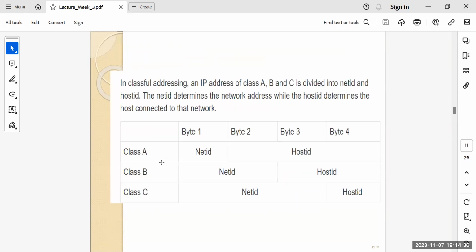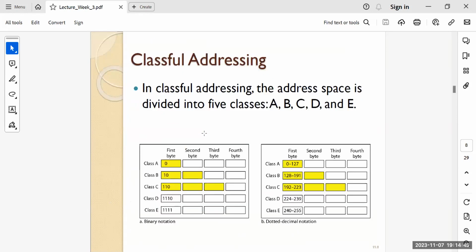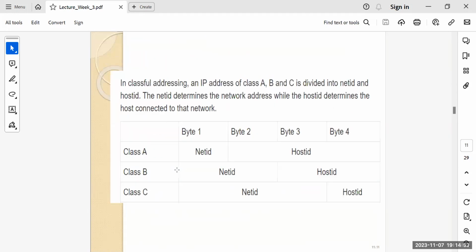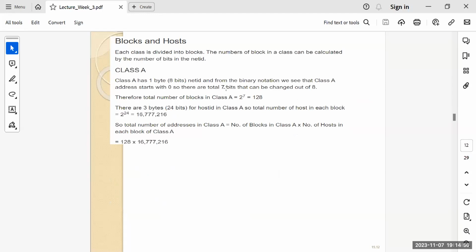So I'm repeating this. In case of class A, the first byte is dedicated to the network ID, and in the first byte, the first bit is also fixed. It means you are left with 7 bits of the first byte. It means you have only 7 bits to play with. So how many combinations are there in 7 bits? 2 power 7 is 128. So the total number of blocks in that case would be 128, right?